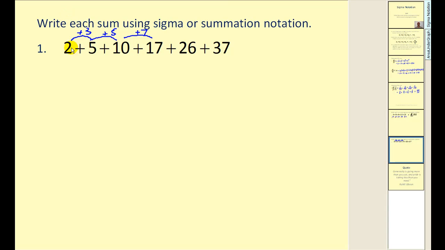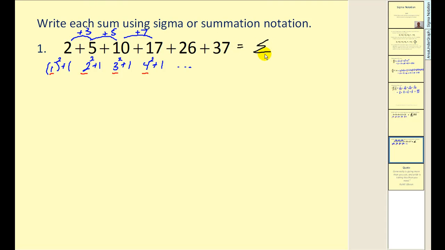This one is a little bit more challenging in that all of these terms are one larger than a perfect square. What I mean by that is 2 can be written as 1 squared plus 1. 5 can be written as 2 squared plus 1. 10 would be 3 squared plus 1. 4 squared plus 1, and so on. Again, we should recognize the pattern that we have in 1, 2, 3, 4. We could use that value as our index.